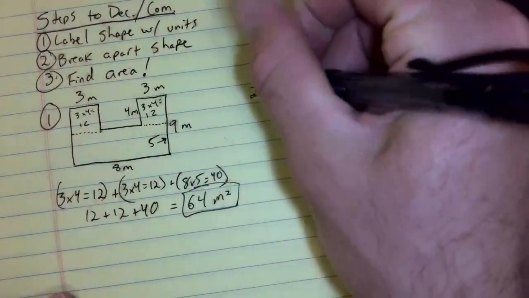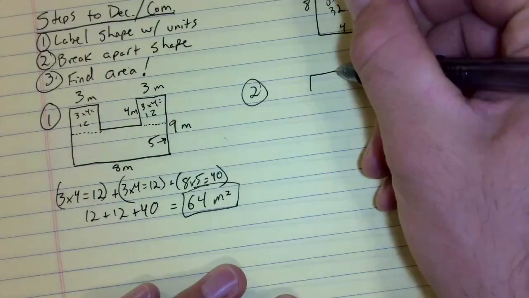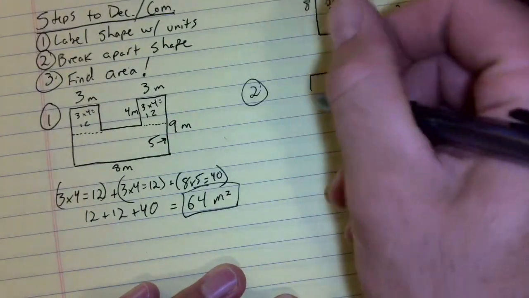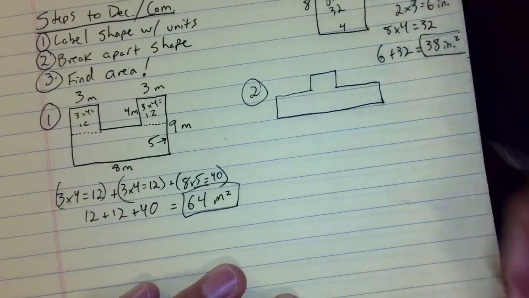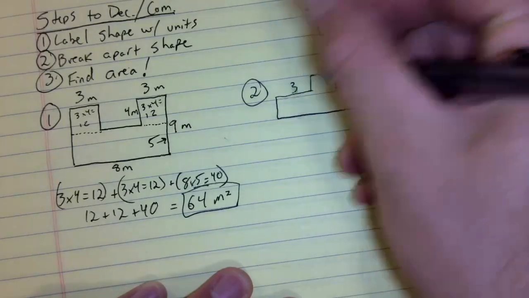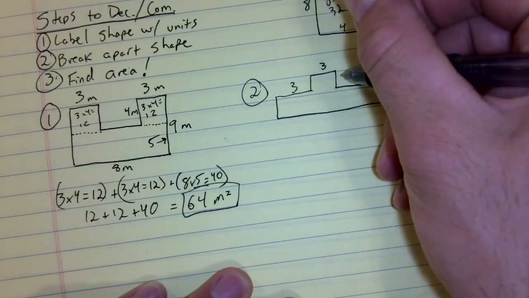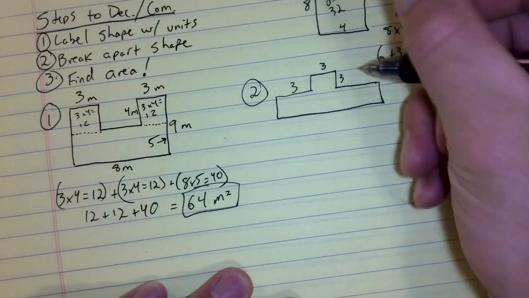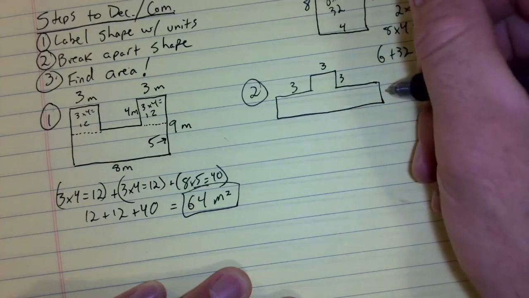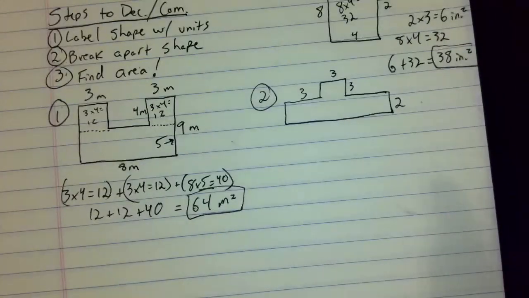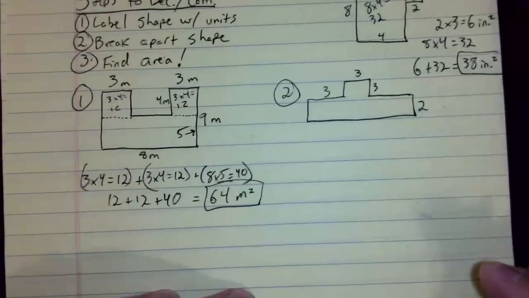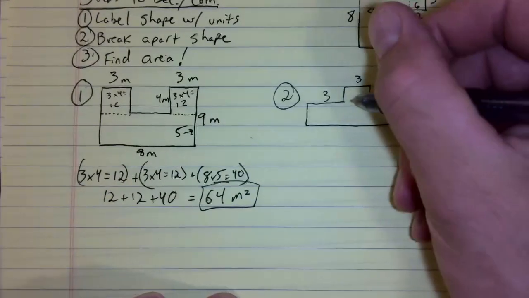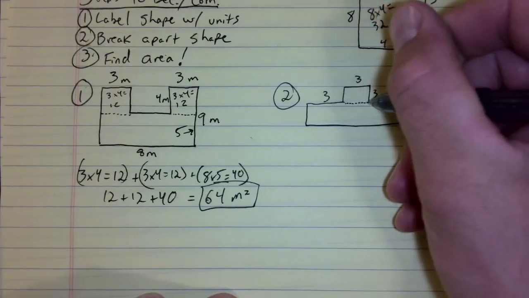Number 2 is something that looks like 2 rectangles on top of each other. So we know this is 3, this is 3, this is 3 right there, and this is 2. All right. So let's just go and find out this area. Step 1, label it with the numbers. We just did that. We just labeled with the numbers. So go ahead and make the shape, break it apart.